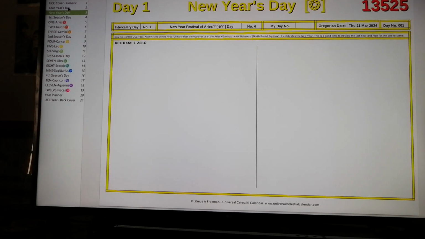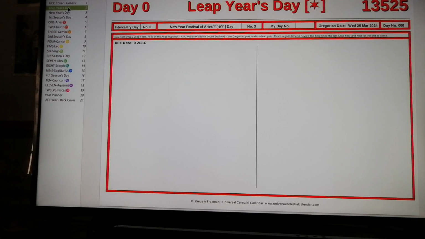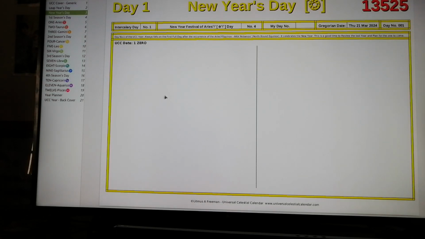Okay, so having celebrated Leap Year's Day and New Year's Day, we get into the calendar. Now on Leap Year's Day, you can look back to the last leap year, 4 years ago, and you can look forward to the 4 years to come. And similarly on New Year's Day, on this special day, you can meditate on the year just past and on the year to come.